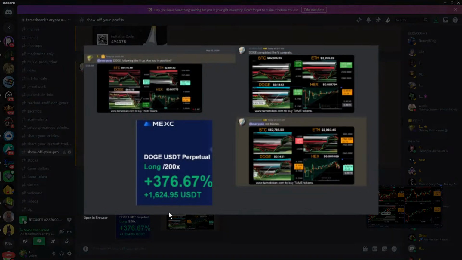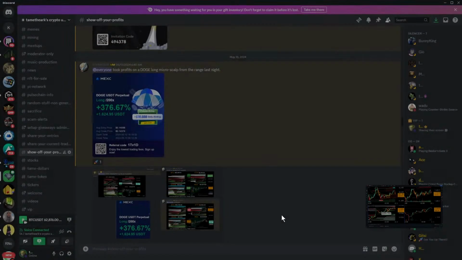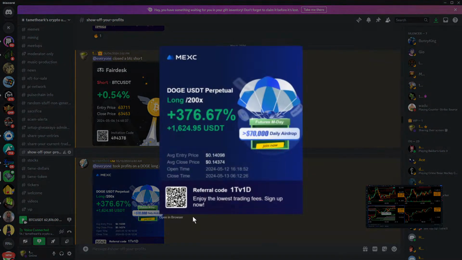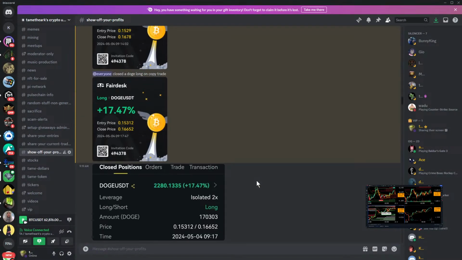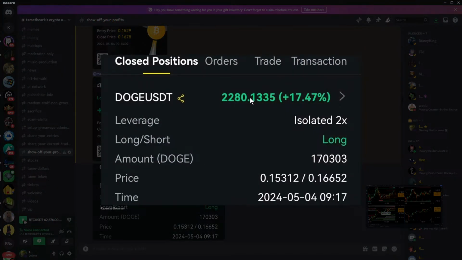Oh, I put this in here. Oh yeah, this was a Doge long where it earned over $1,600. And that price was up higher than what we have here, 14 cents. Over $2,000 for this Doge trade on 2 times leverage. I earned 17%.